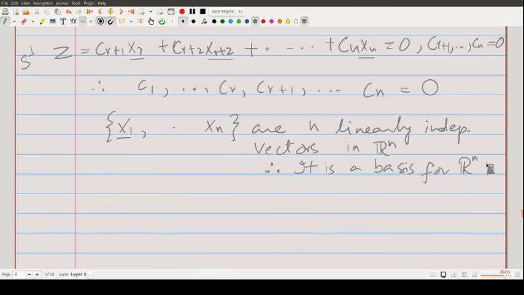There's a few other things that are left in this section, and I think I'll leave it up until here at this point, and we'll do the rest of them in the next section.